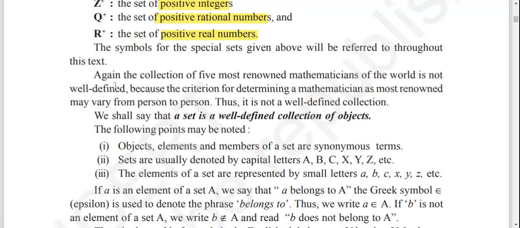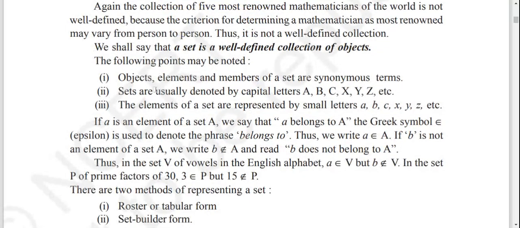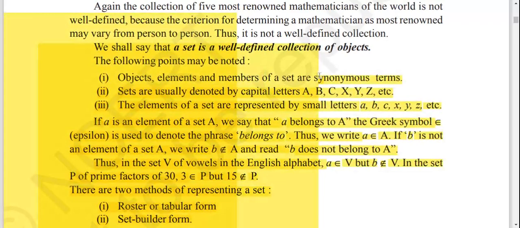Now again, the collection of the five most renowned mathematicians of the old days is not well defined, because the criterion for determining a mathematician as most renowned may vary from person to person. Thus, it is not a well-defined collection. We shall say that a set is a well-defined collection. We are going to the topic now. The following points may be noted. What should be noted here? The objects, elements, and members of a set are synonymous terms. That means they must be similar to each other.